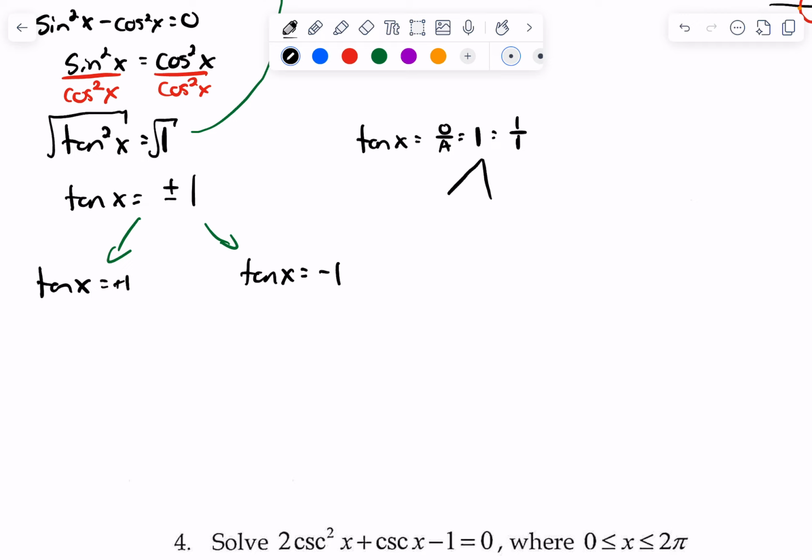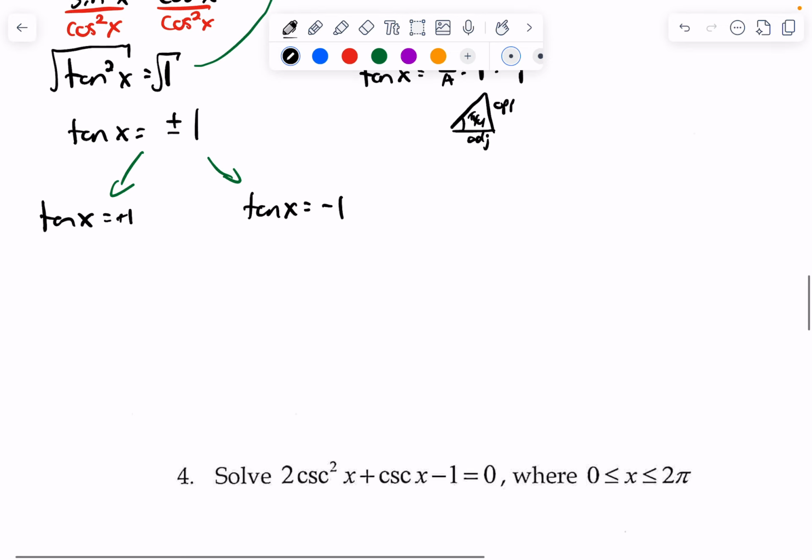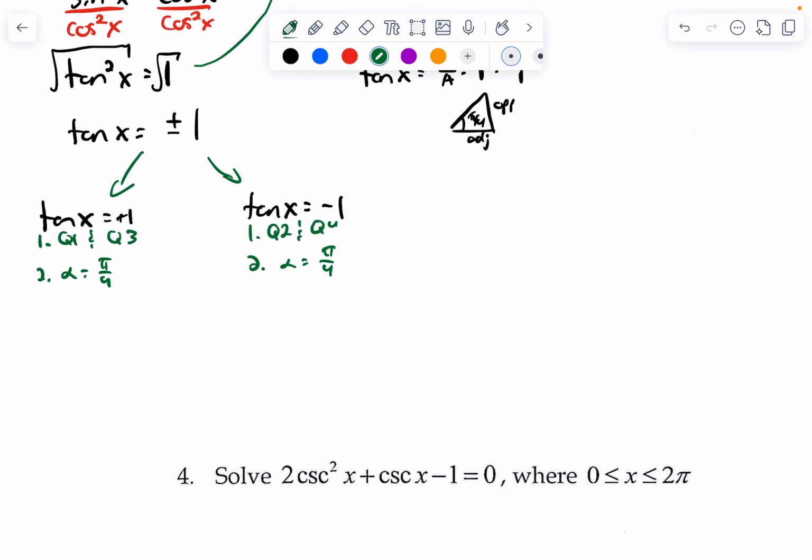So what triangle has opposite and adjacent having the same value? Well, it's the pi over 4 triangle. All right? So that's going to be our related acute angle for both of these. Like step 2, both of these are going to have an alpha of pi over 4, because it's where tan is 1. All right, but this one is positive, so that means tan is positive in quadrant 1 and quadrant 3. And this one is quadrant 2 and quadrant 4.